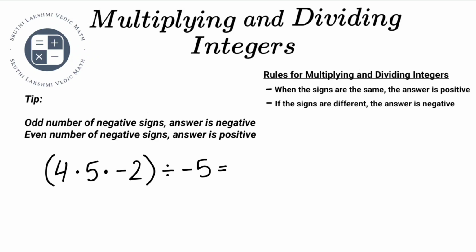Let's solve one more problem. 4 times 5 times negative 2 divided by negative 5. First, let's solve the problem inside the parentheses. 4 times 5 is 20, and 20 times negative 2 is negative 40. And negative 40 divided by negative 5 is 8.